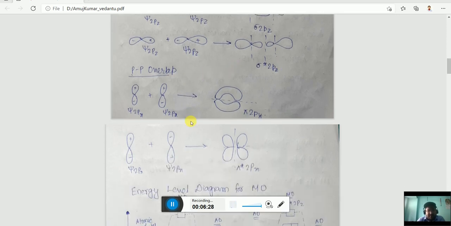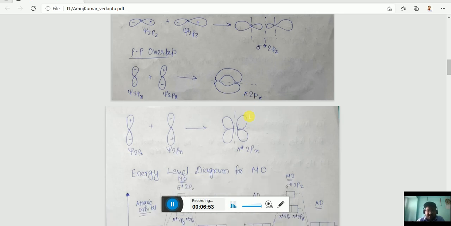And in case of PP pi overlap, this plus magnitude amplitude combines and forms this type of shape. Here in this pi 2py or pi 2px, anything you can say. Pi 2px combined with pi 2px or pi 2py, anything you can say. And similarly, in case of destructive one, in plus minus, these are just signs.